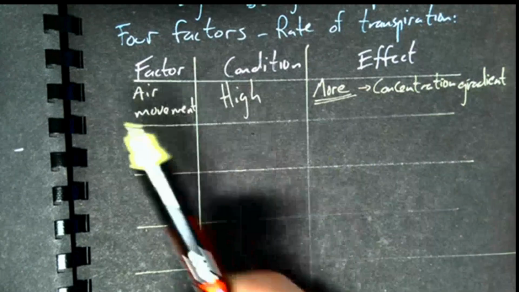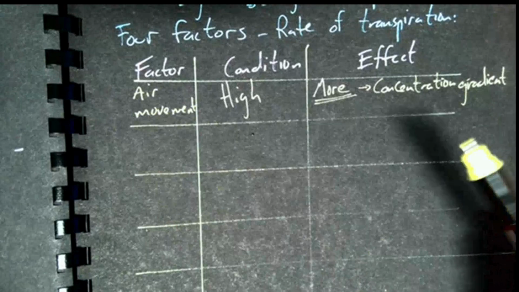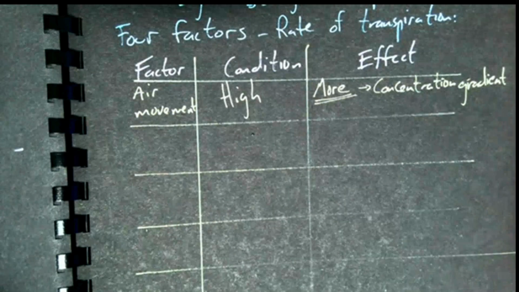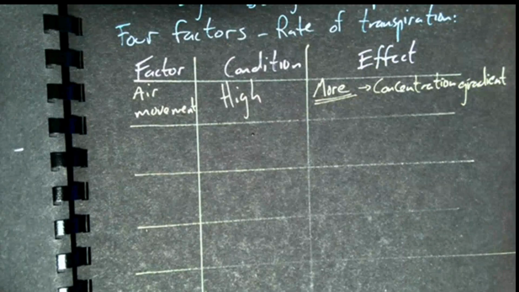Well, it's the same here. If air movement's very high and you've got water vapor leaving the plant, that water vapor is moved away very quickly, and therefore the water concentration in the air is lower, and therefore I'm going to get greater water loss.